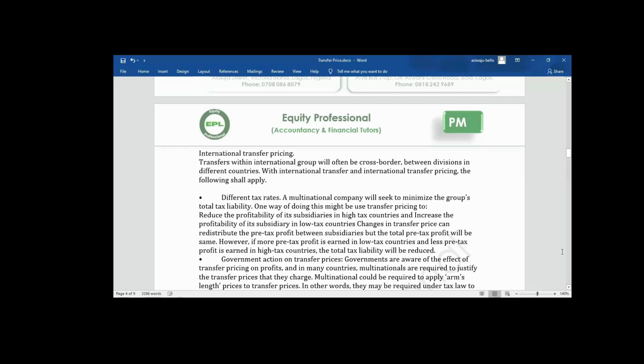Number 2 is differences in currency. If Dangote Sugar in Nigeria is selling sugar to Dangote Bakery in Ghana, we have different currencies. And government must pay attention to international transfer price. Although within the scope of your syllabus, you will not be tested on foreign currency by the examiner.